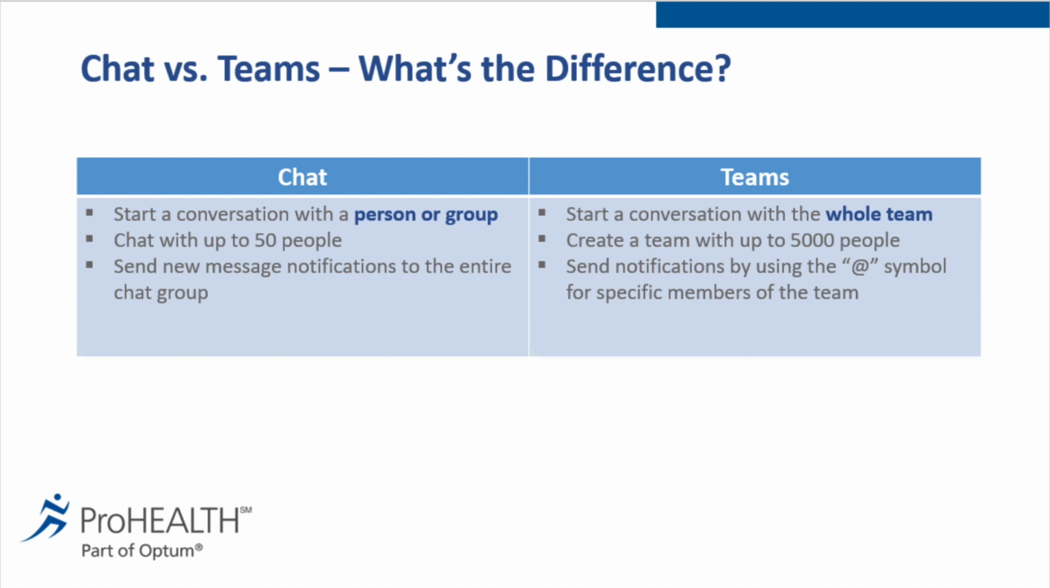Chat versus Teams. What's the difference? With a chat, you can start a conversation with a person or group. You can chat with up to 50 people, and you can send message notifications to the entire chat group. With Teams, you can start a conversation with the whole team, create a team with up to 5,000 people, and send notifications by using the @ symbols for specific members of the team.